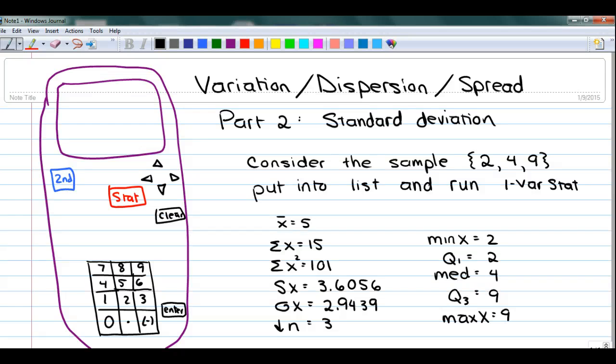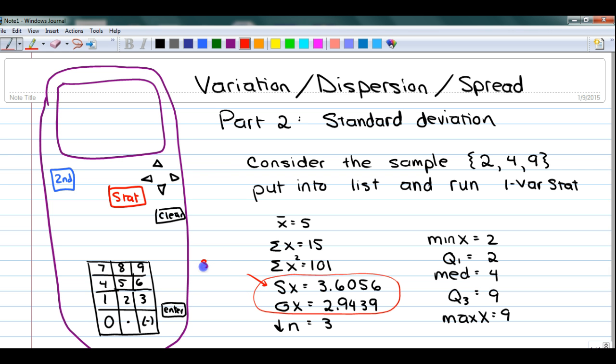Consider the sample 2, 4, and 9. We're going to want to put that in our list and run one var stat. You should be pretty good at that by now. Here's the outcome I got. What we're really interested in this video are these two values right here.